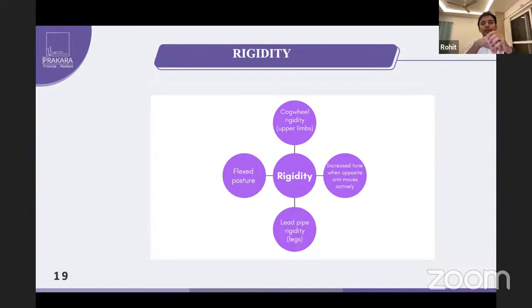So that's when it feels like a cog wheel. So there is frequent, rhythmic interruption at the wrist while we are passively moving it. So that is perceived as cogwheel rigidity.